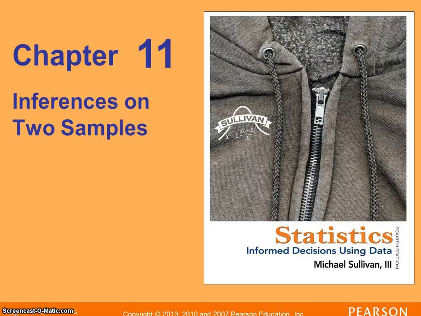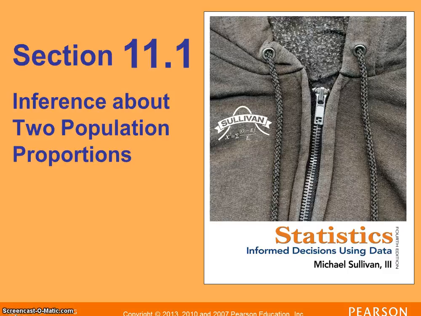Hi everybody. So I just wanted to talk about mainly section 11.1 in this video. Chapter 10, remember, was inferences on one sample. The main difference in this chapter is we'll perform inferences, or try to draw conclusions, based on two samples. So we'll basically be comparing samples in this case. Let's take a look at section 11.1.